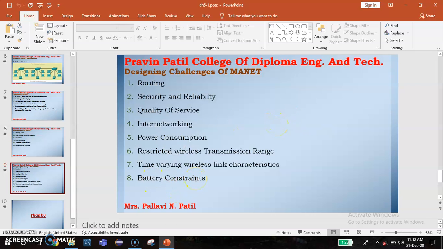Next is battery constraint. Battery is a restricted resource that represents the main limitation of mobile devices in an ad hoc network. The nodes in such a network have restrictions on the battery in order to preserve mobility. The capacity makes the node heavyweight and less portable. These are the different challenges of MANET.